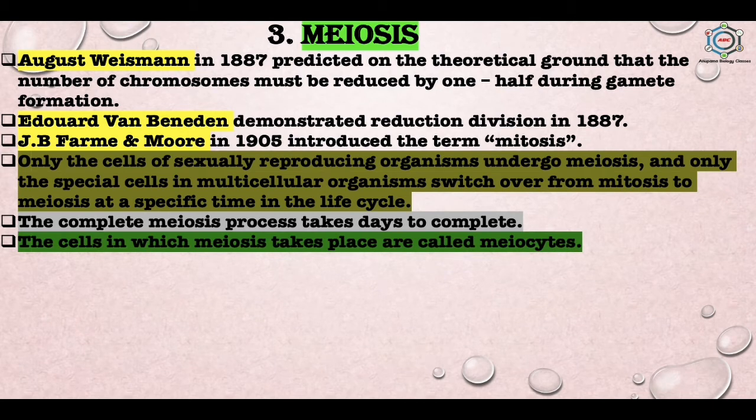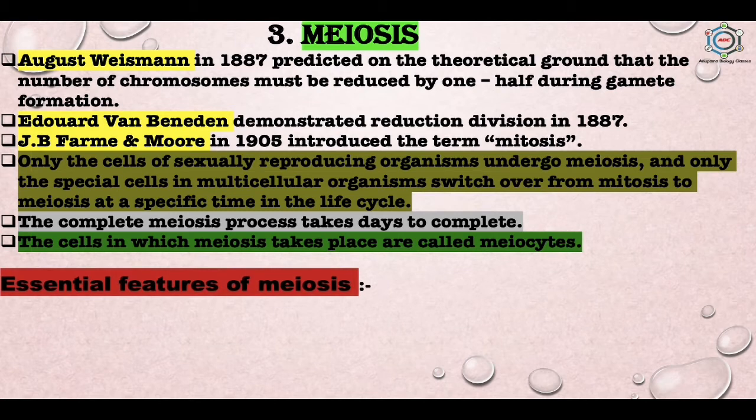Here, the meiocytes are of three types, in which the first is oocytes, which give female gametes, that is ova or eggs. Second is spermatocytes, which give male gametes, that is spermatozoa or sperm. And third is sporocytes, which produce spores. Oocytes and spermatocytes are found in sex organs or gonads, and sporocytes are present in sporangia.